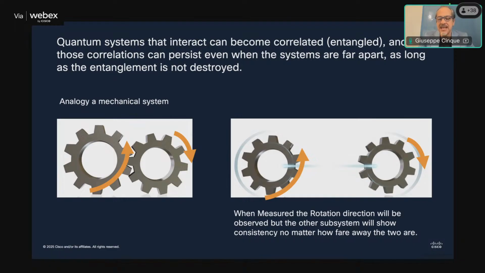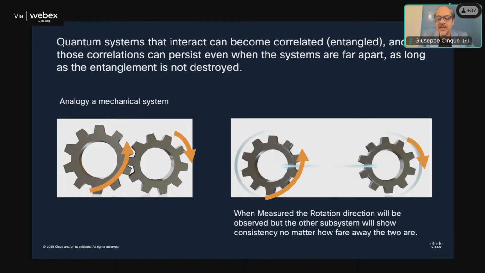What entanglement says is that if we measure the state of one gear and it is rotating in one direction, for sure the rotation of the other gear must be in the other direction. Even if you're not touching, if there is no connection, no signal that goes from one side to the other, there is a pure statistical correlation of this phenomenon, no matter how far away they are.